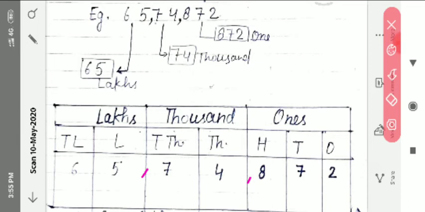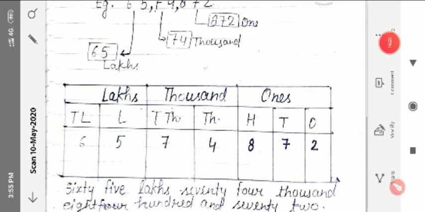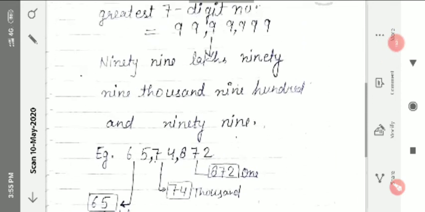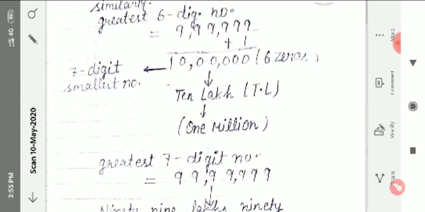65 lakh 74,872. Okay, why do we put this comma? So that we can easily read the number. Got it? Similarly, we can find the 8-digit number also, the greatest number, the smallest number, as I am finding here. And the number of zeros also, how can you find it? Remember it.